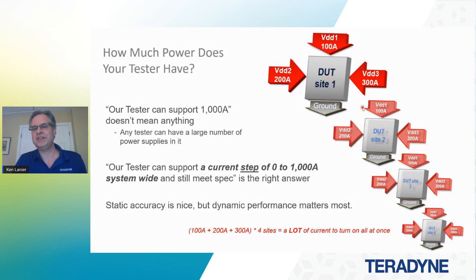If you wanted to test these things four at a time across the tester, what you need to support is a lot of current. In this case, in the worst case, I suppose, 2,400 amps. So the tester would have to support a step on all the power supplies collectively of 0 to 2,400 amps. And it would have to stay in spec, which means the voltage would have to be whatever it was spec'd to be by the vendor.